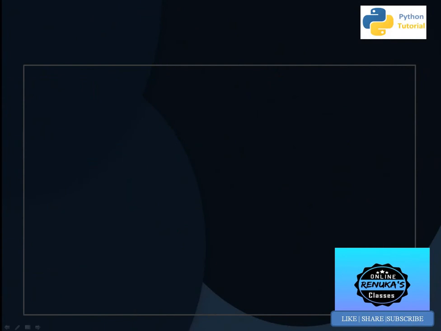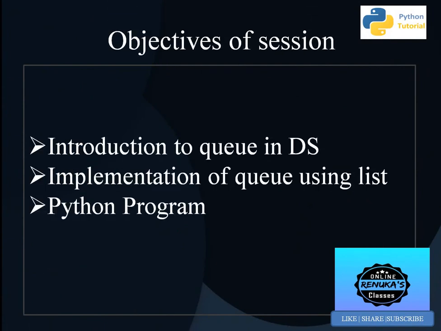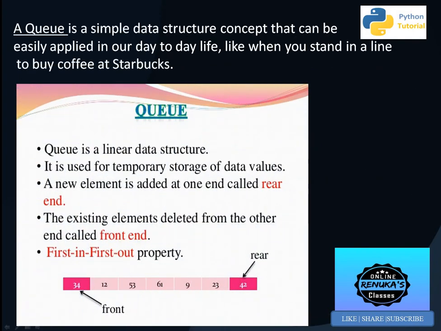This is Renuka and our today's topic is about queues in data structures. In our previous video we have discussed about data structures and stacks, various inbuilt data structures, various user defined data structures, and in user defined data structures we have discussed in detail about stacks and its implementation. In this video we are going to discuss about queues in data structure and how they are implemented using list in Python with the help of a Python program.